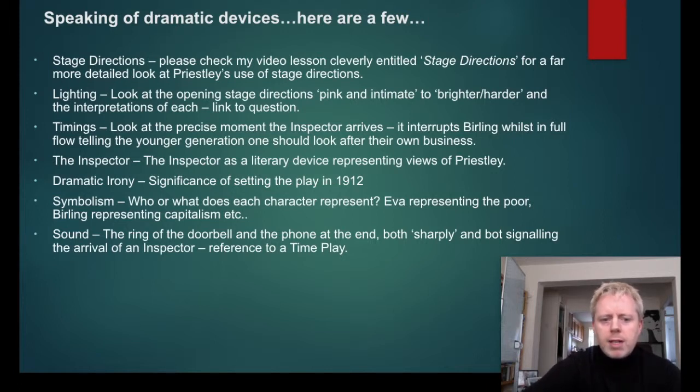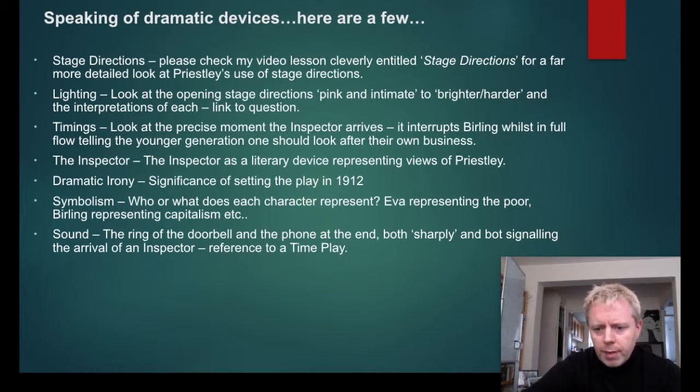Timings. Look at the precise moment the inspector arrives. It interrupts Birling whilst in full flow, telling the younger generation one should look after their own business. Now, that's not by accident. That's deliberate, because it foreshadows the clash between the inspector and Birling, and the clash between their political beliefs, between socialism and capitalism. The inspector himself is a literary device representing the views of Priestley's mouthpiece on stage.